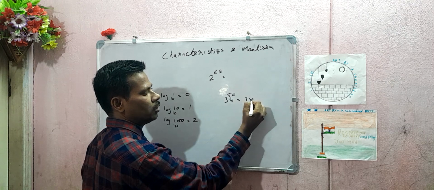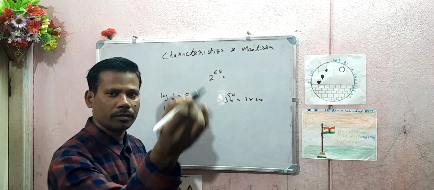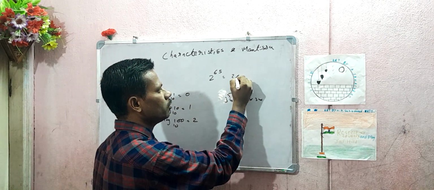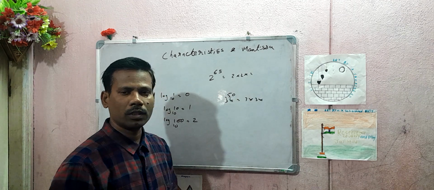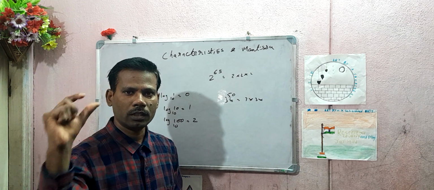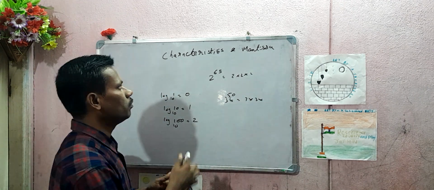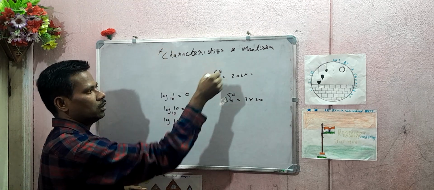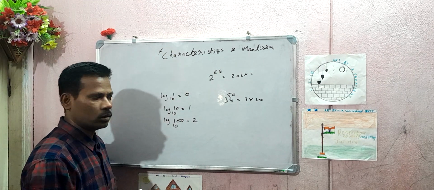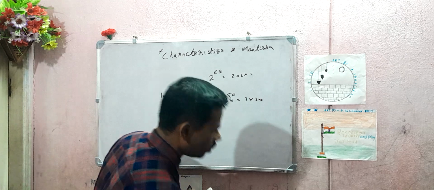3 power 50 means 3 into 3 into 3, if you multiply 50 times. 2 power 65 means 2 into 2 into 2, if you multiply 65 times. How many digits are there in total? By using this, we can easily calculate. How? Let us take these examples.